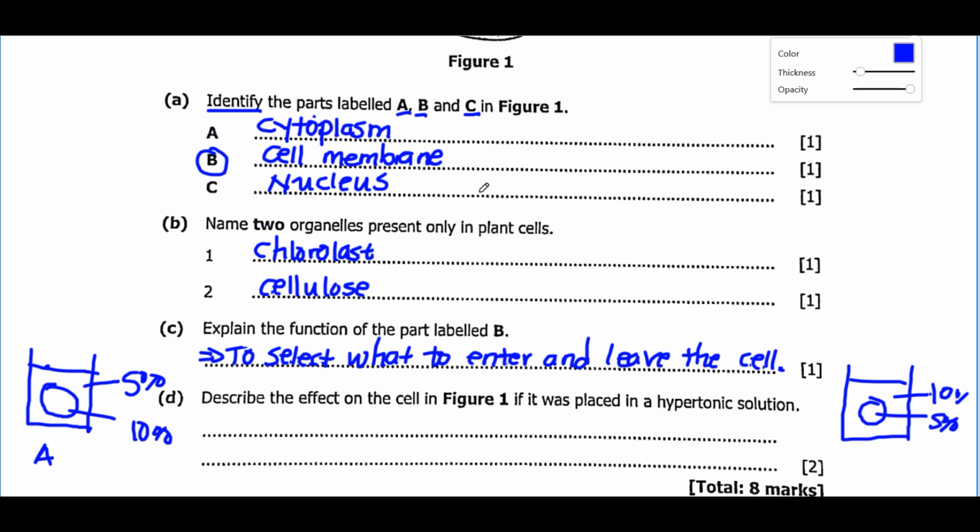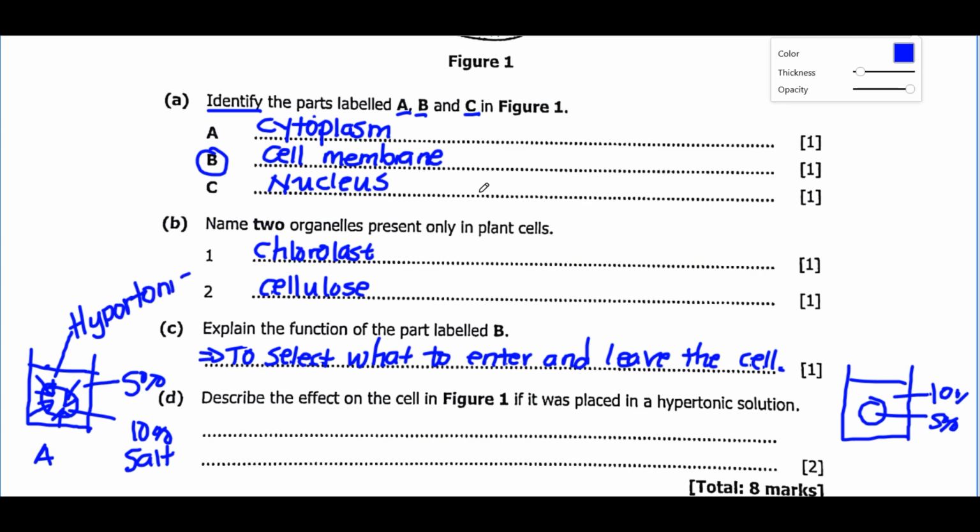So here it simply means that since there is 10% salt, this solution outside the cell is more concentrated, which simply means that there is more solute than the solvent. So therefore water will move from the solution into the cell, which simply means that the cell will gain water. So a solution where the cell gains water is called the hypotonic solution.